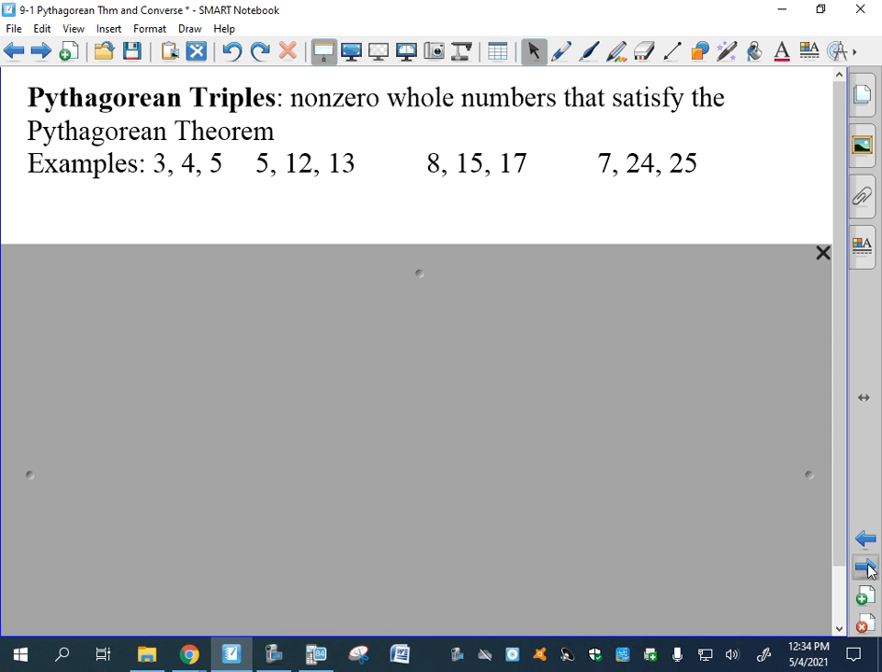But also, Andrew was mentioning any multiple of these will work. So if you look at 3, 4, 5, and you multiply all those numbers by 2, 6, 8, 10, that's a Pythagorean triple. You could also triple the numbers, like 9, 12, 15. So anything that you multiply all three numbers by the same amount will give you a Pythagorean triple as well. But these are the basic ones with more of the prime numbers, because 5, 3, 13, 17, 7, those are prime numbers.